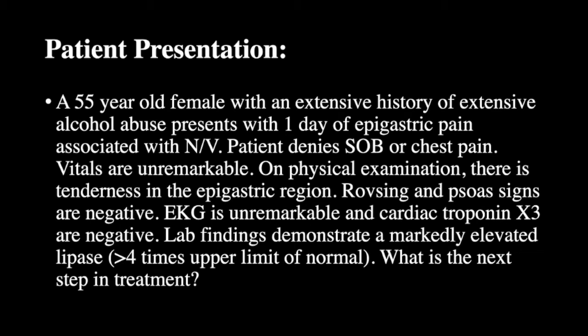Her vitals on physical examination are unremarkable. On physical examination, you also note some tenderness in the epigastric region. Her Rovsing and psoas sign are negative. The EKG is unremarkable, and cardiac troponins ×3 are negative. The lab findings demonstrate a markedly elevated lipase, which is more than 4 times the upper limit of normal. So, what is the next step of treatment?